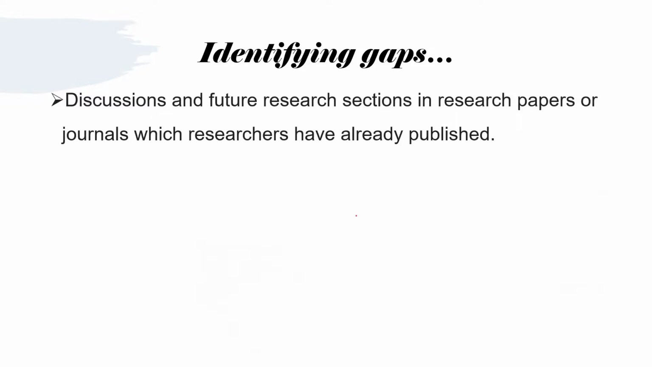The second is discussion and future research direction. You can also go to the discussion and future research section in research papers of earlier published journals. Of course, I'm mentioning we should go for papers that are published in reputable journals, so that they will have gone through a lot of peer review to ensure that the paper is really worth it. Not just any paper. So on the discussion and future work section, you go there.